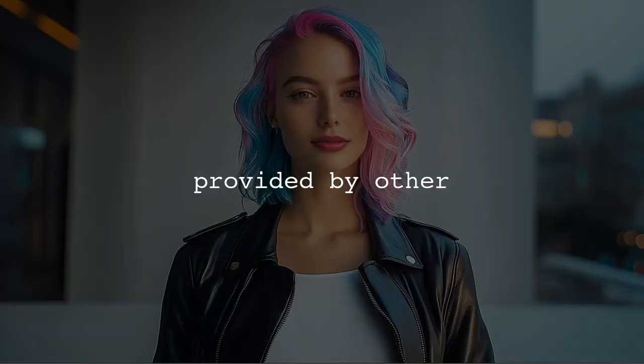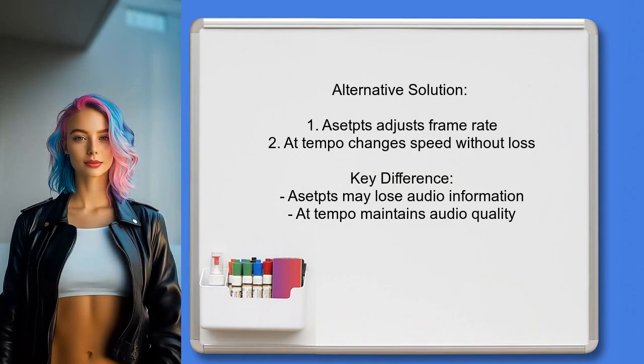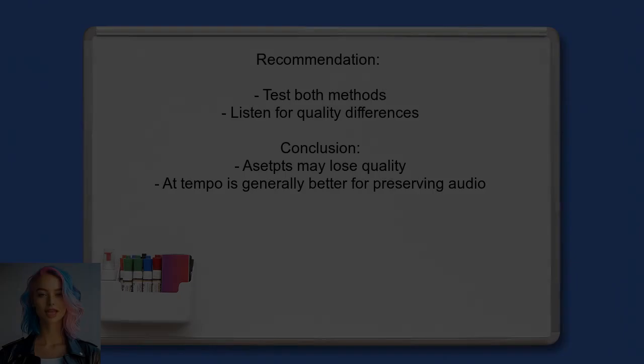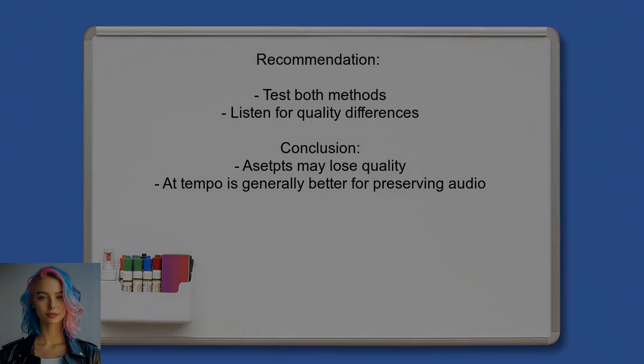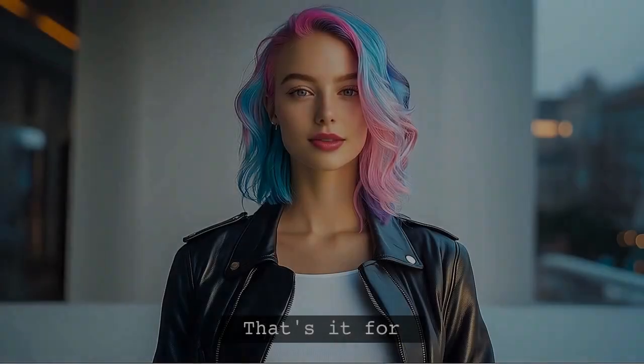Now, let's look at the answers provided by other users. This user explains that both asetpts and atempo can be used to change audio speed, but they work differently. asetpts adjusts the audio frame rate by dropping or duplicating frames, while atempo changes the speed of the audio without losing information. They also note that using asetpts can result in some loss of audio quality compared to atempo. It's recommended to try both methods to hear the difference. That's it for that answer.